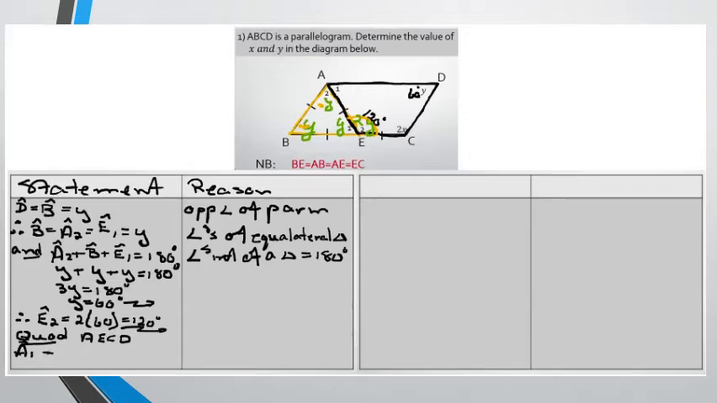plus angle E2 plus angle C plus angle D must be equal to 360 degrees. And I'm just going to say there, the sum of interior angles of a quad.